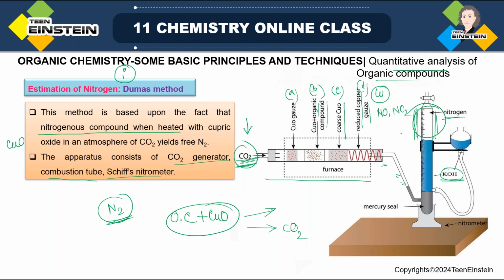Once it is done, the next thing we have to find is the volume of nitrogen. So in this part, suppose the volume of nitrogen is V1 liter. You can also do the calculation in terms of ml, it doesn't matter. Suppose we are considering it as V1 liter. This value you can get from this part of the apparatus.